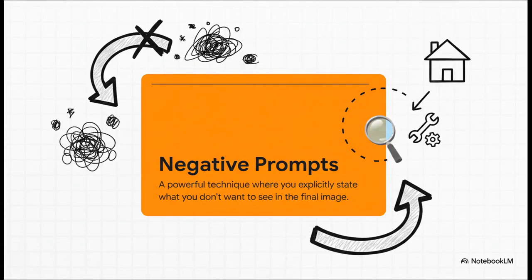So what in the world are negative prompts? It's actually super simple. Think of them as your way of course-correcting the AI. Sometimes telling the AI what not to do is just as important as telling it what to do. This is how you guide it away from common mistakes and things you just don't want in your picture.